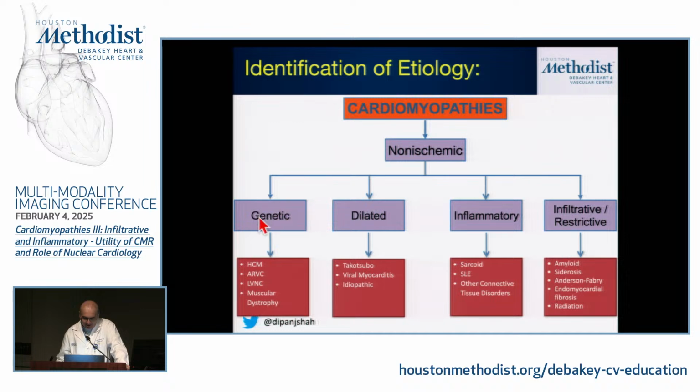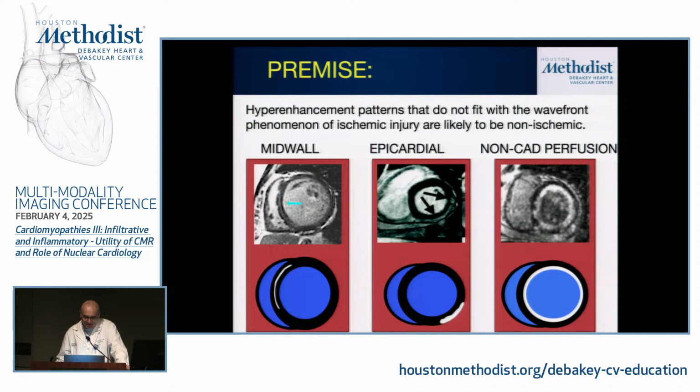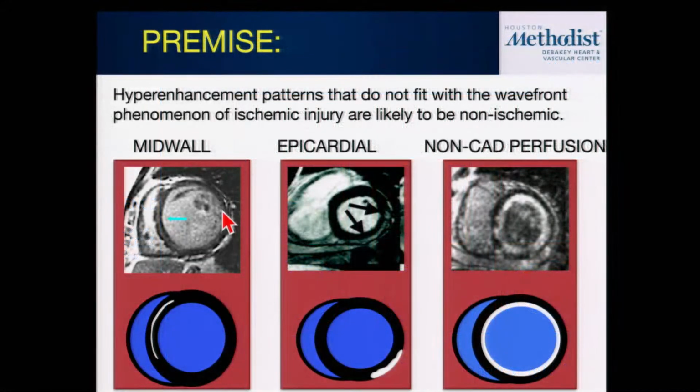Last time we talked about genetic and dilated cardiomyopathies, and today we're going to focus on the inflammatory and the infiltrative. And again, just to refresh your memory, one of the key hallmark strengths of cardiac MR is this ability to directly image tissue alteration. That really rests upon the delayed enhancement or late gadolinium enhancement technique, where we can identify areas of myocardial damage as areas of high signal or hyperenhancement.